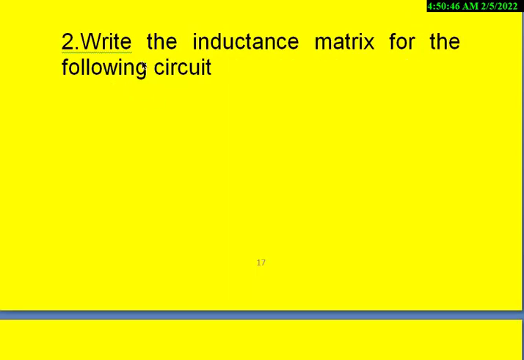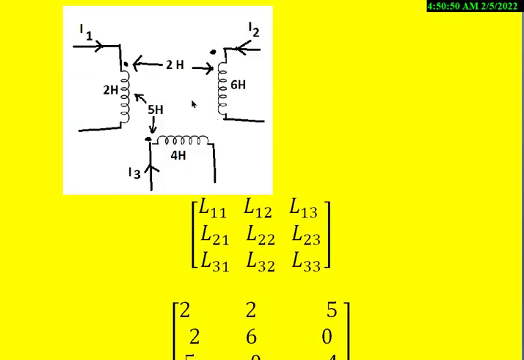Let us take another problem. Write the inductance matrix for the following circuit. Here we have different dots, and the meaning of L11, L12, L13, L21, L22, L23, L31, L32, L33 will be the same as that of the previous problem.